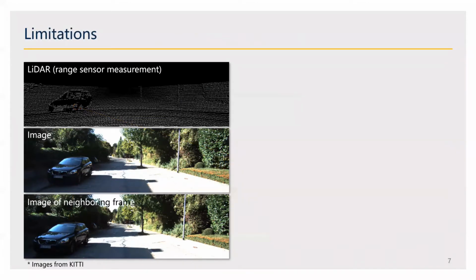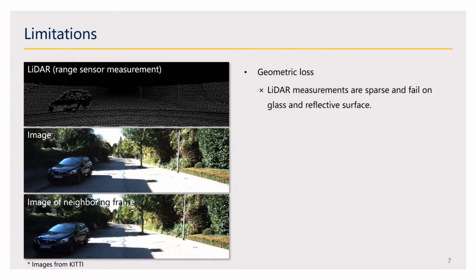We found that there are some limitations in the mentioned loss functions. In our scenario, LiDAR provides accurate range measurement. However, it is sparse and fails on glass and reflective surface. Take this point as example. We can see that the LiDAR does not have measurement at the corresponding area.